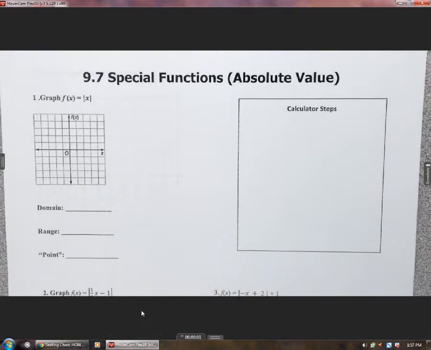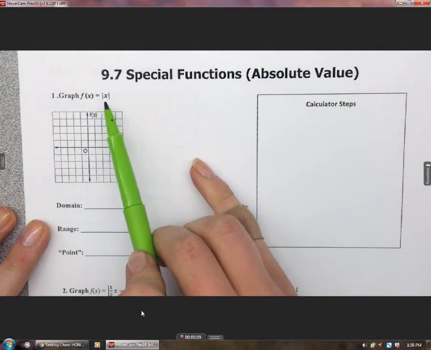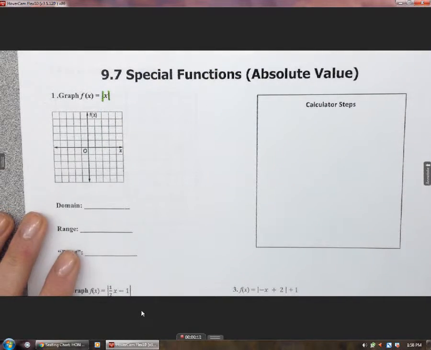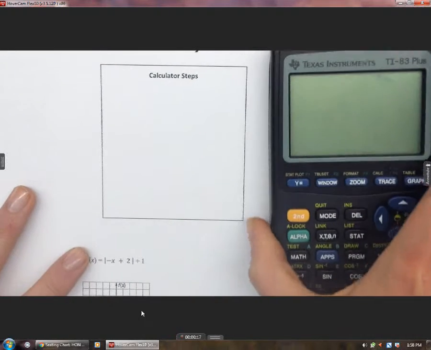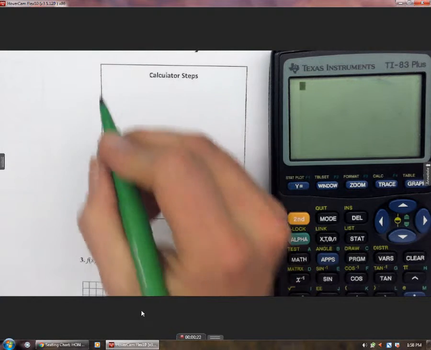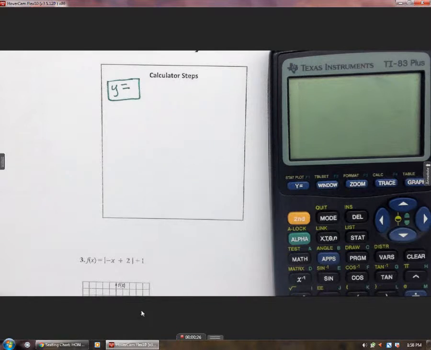Alright, so today we're going to talk about the absolute value functions. So these absolute value bars are what we're going to focus on. I'm going to show you the steps for how to type this right into the calculator. So the first thing that you want to do on your calculator is press the y equals button in order to graph it.